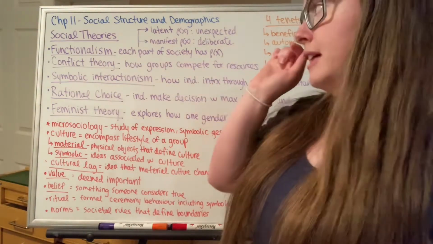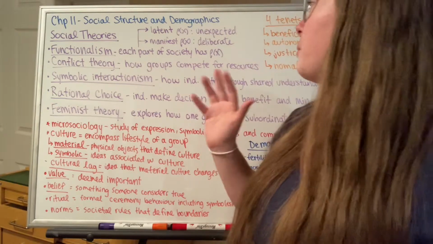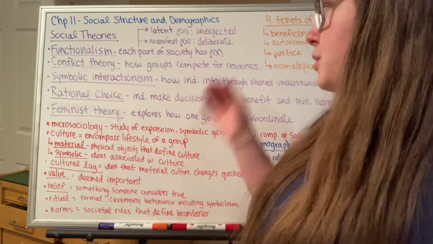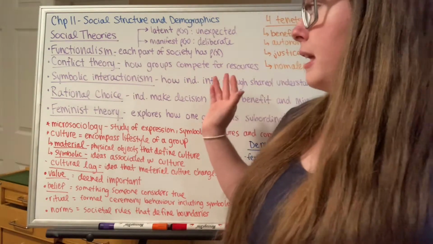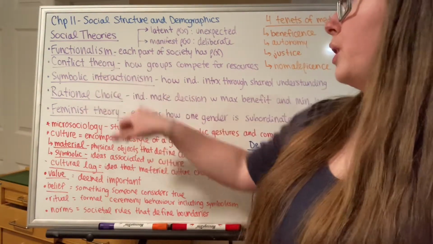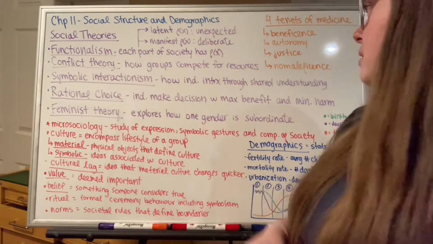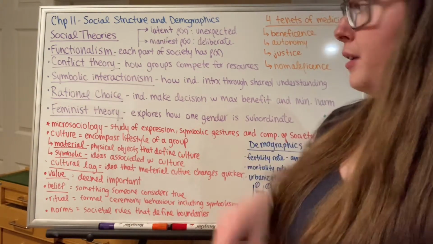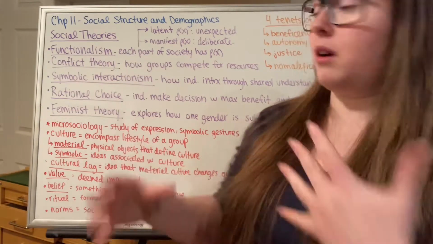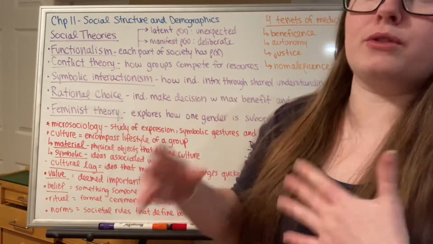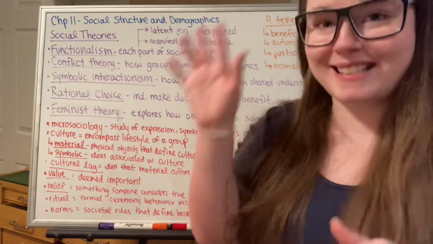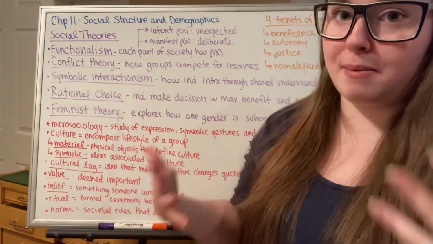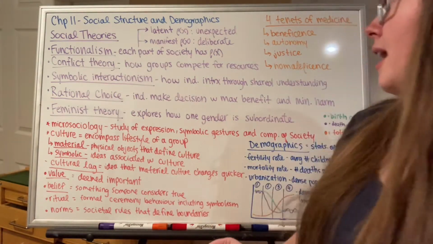Then we have conflict theory, which talks about how groups compete for different resources. Okay, pretty self-explanatory. We have symbolic interactionism, which again is in the word, studies how individuals interact through a shared understanding of certain symbols, like a wave or a hello. The symbols are a shared understanding of gestures that people have in a society.